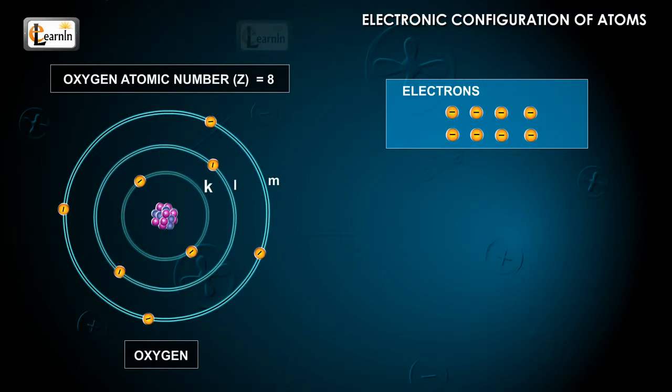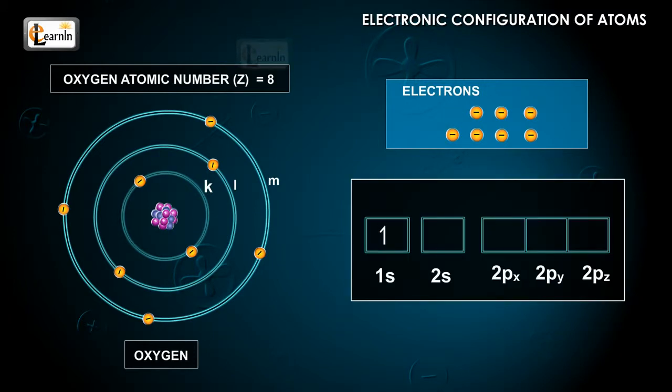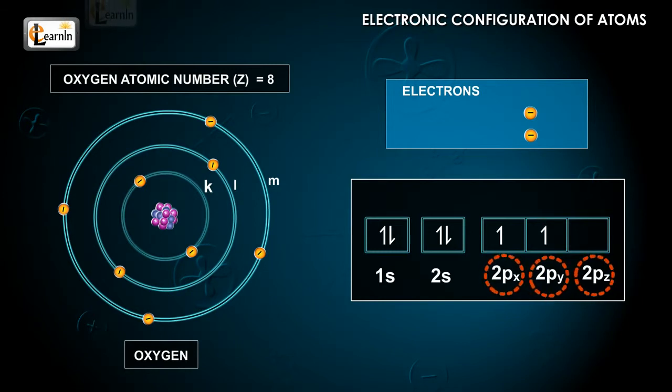It has 8 electrons. The first electron goes into the 1s orbital of the K shell. The second electron will be paired up with the first electron in the same 1s orbital. Similarly, the third and fourth electrons will occupy the 2s orbital of the L shell. The fifth electron goes into one of the three 2p orbitals of the L shell. Let that one be 2px. Since the 2p orbitals, 2px, 2py, and 2pz, are degenerate, the sixth electron goes into 2py or 2pz, but not 2px. Let's say it goes into 2py.